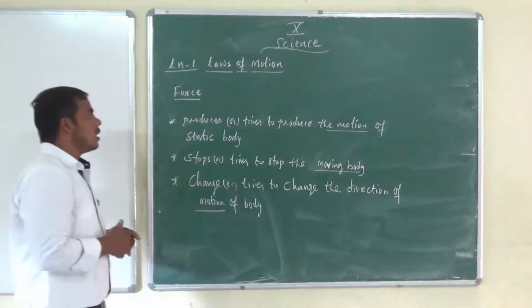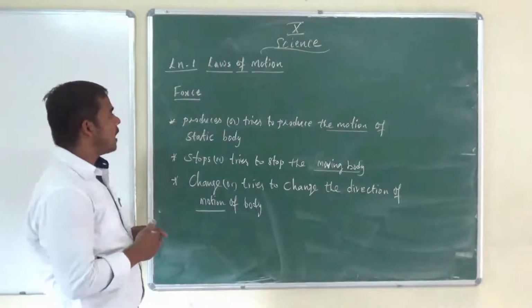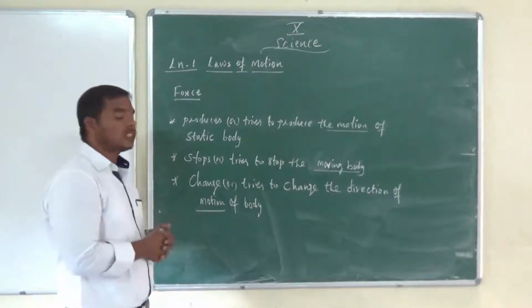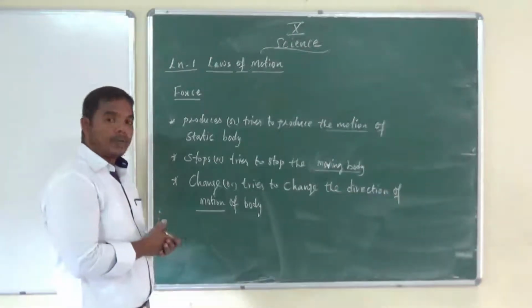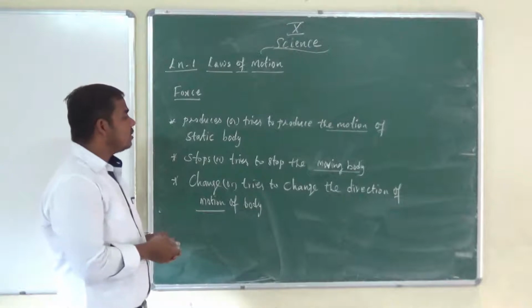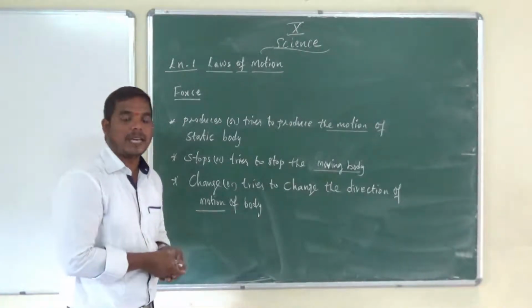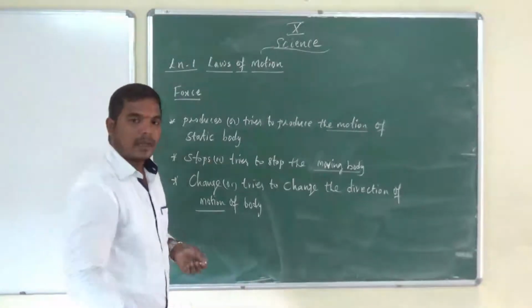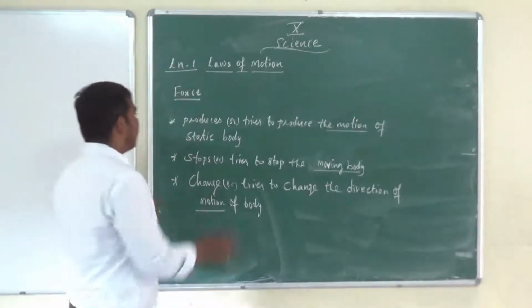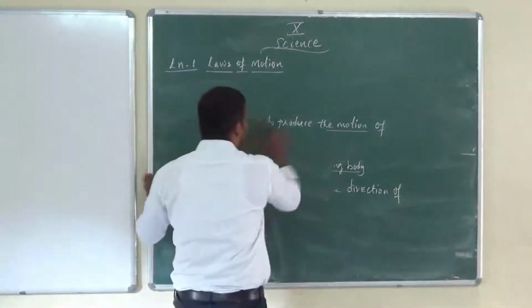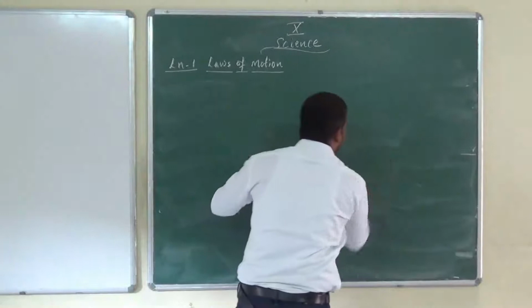So force is used to produce or try to produce the motion of a static body, or stops or tries to stop the moving body, or change or try to change the direction of the motion of the body. These are the force effects. Next, we are going to discuss types of forces.